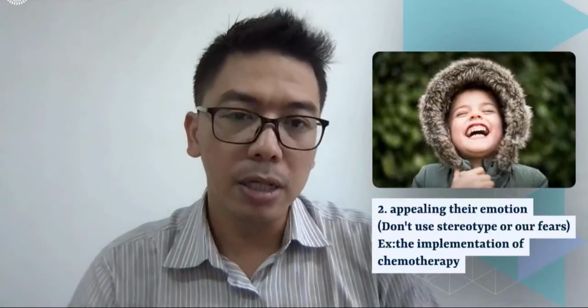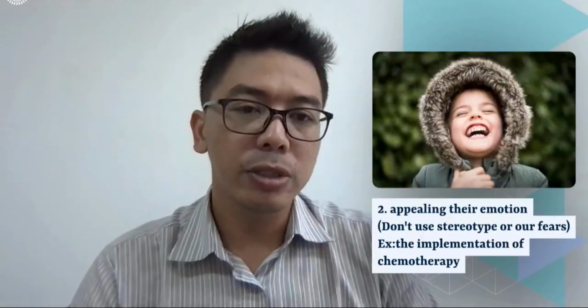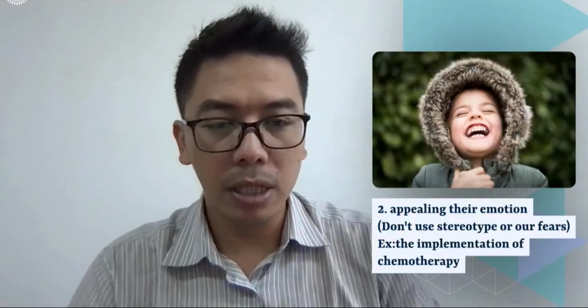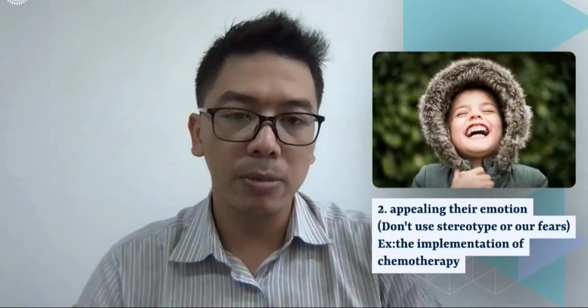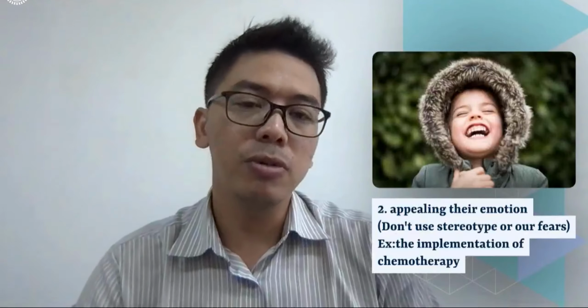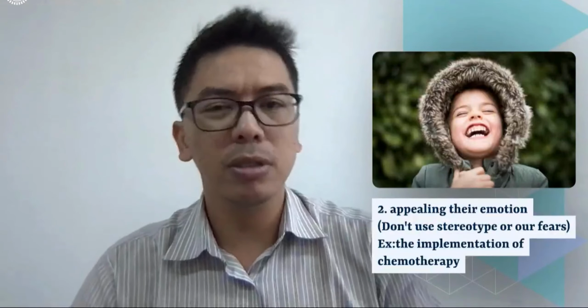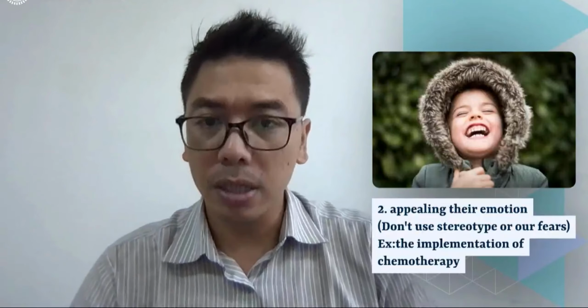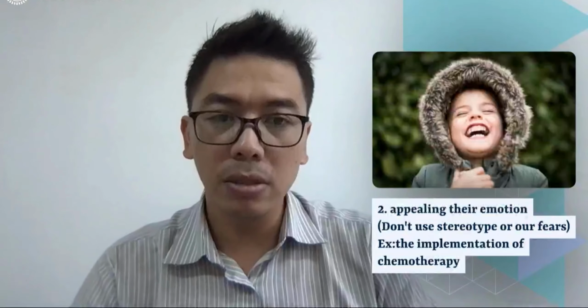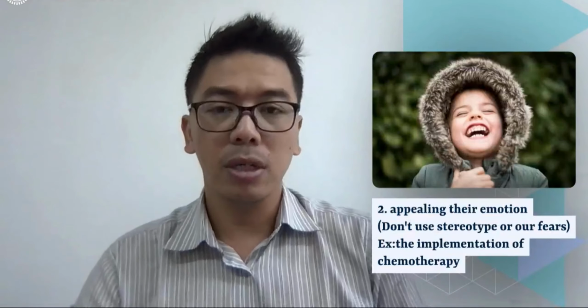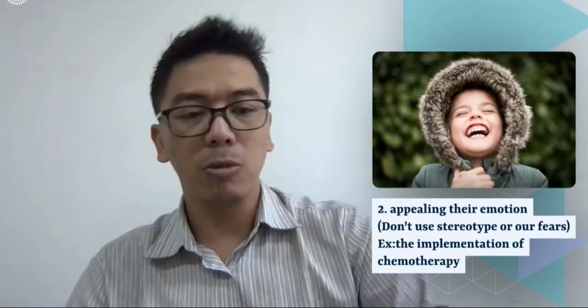Second one, appealing to their emotion. Don't use stereotypes or fears. Okay, for example, it's about the implementation of chemotherapy. If you want to appeal to their emotion, don't use stereotypes, because people have their interests, they have their own things. So you have to give a good explanation without going against their emotion.